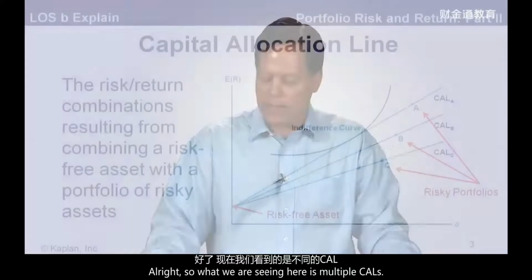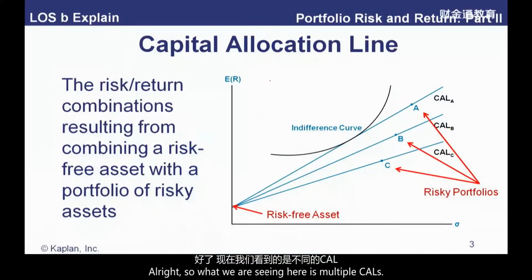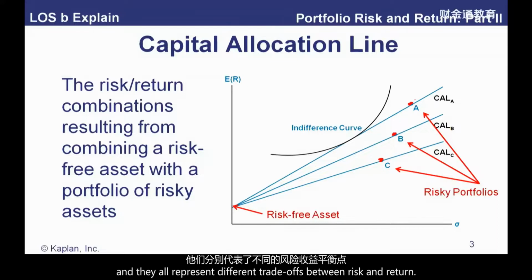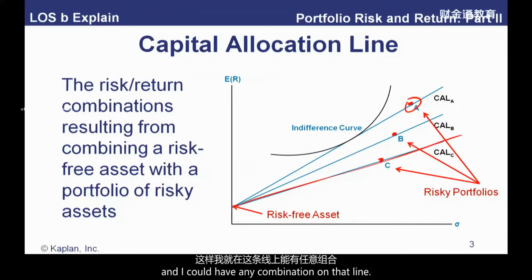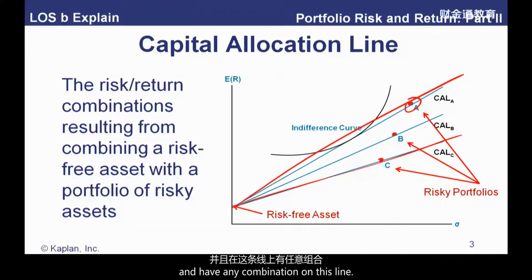All right, so what we're seeing here is multiple CALs. So we have point C, point B, and point A. Well, if we look at these three portfolios, the idea is this. I have these three portfolios, A, B, and C, and they all represent different trade-offs between risk and return. And I want to optimize my portfolio. I'd like to have the returns of A, but I want something like the risk of C. Well, I could form a CAL based on C, and I could have any combination on that line, okay? Or I could form a CAL with A up here and have any combination on this line.